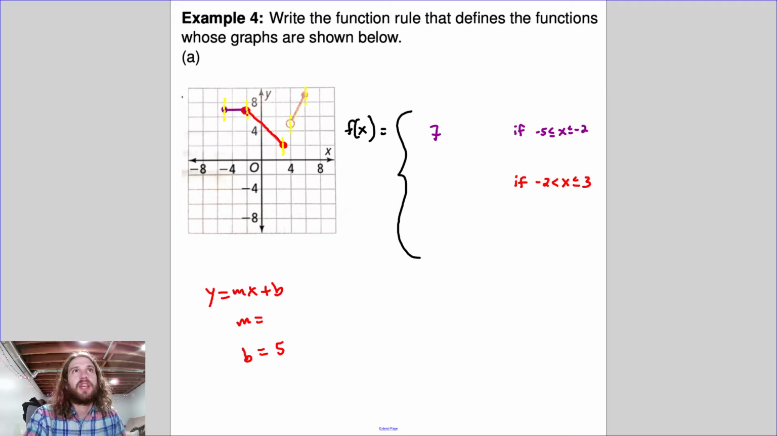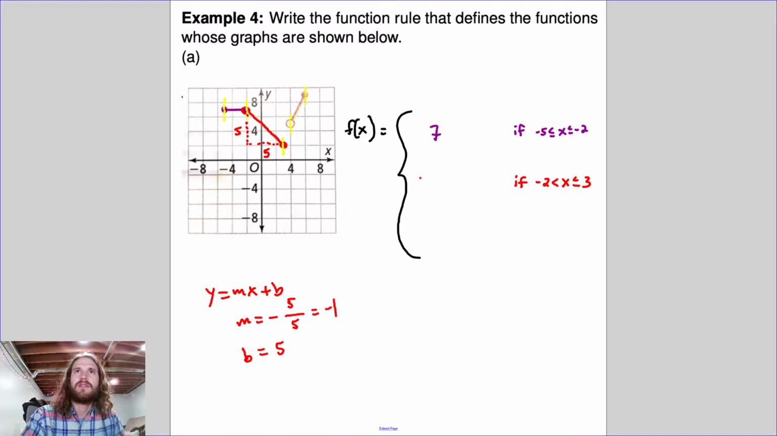Now the slope, let's count. It goes down how far, over how far. We know the slope is negative, right? Because it's slanting down in this direction. So count the rise. It's going from 7, in between 6 and 8, 7 down to 2, that is a change of 5, and it's going from negative 2 over to 3, which is also a change of 5. So my slope is negative 5 over 5, which is negative 1.